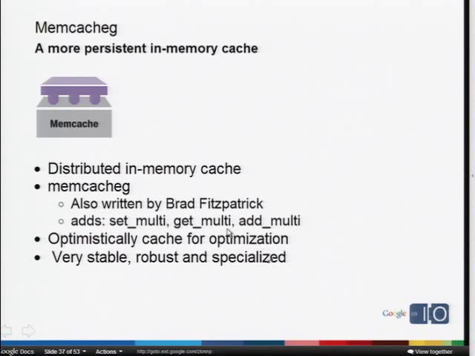Memcache G, which is the version we use, was also written by Brad and adds a couple of extra API calls that you may not find in Memcache D, which are batch API calls, such as set multi, get multi, and add multi, which allow you to incur the overhead of doing RPC less often. Basically, you can use Memcache to optimistically cache data in memory on a set of sharded servers for optimization. Things you might want to cache in Memcache are the results of database queries, the results of an expensive call to fetch something from the internet, or something that just requires a lot of computation in your application. You may want to hold on to it and not have to do it on every request.